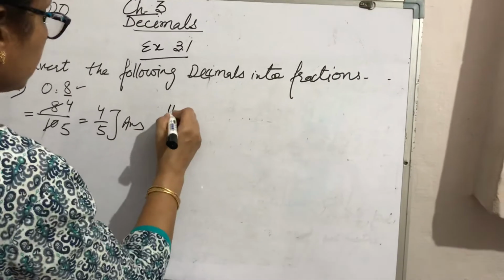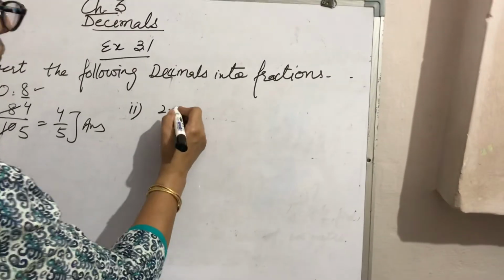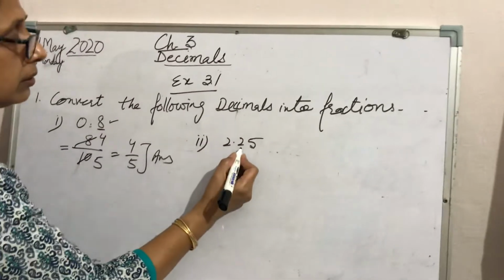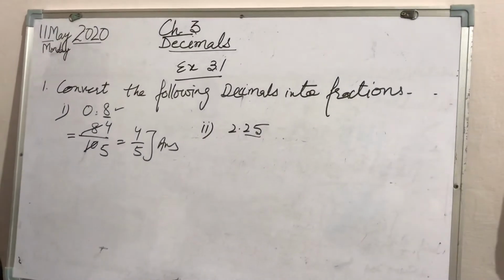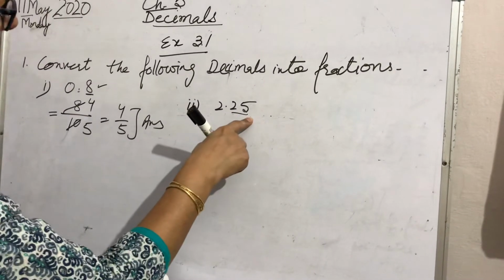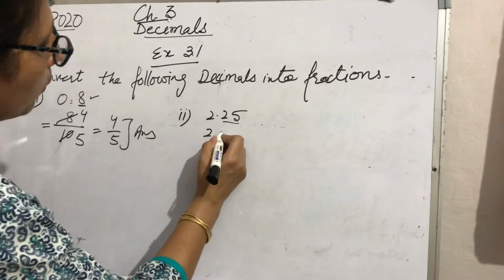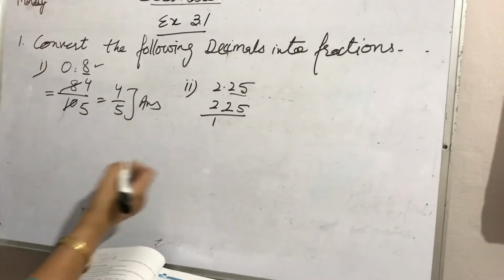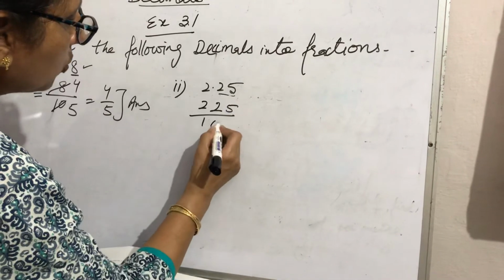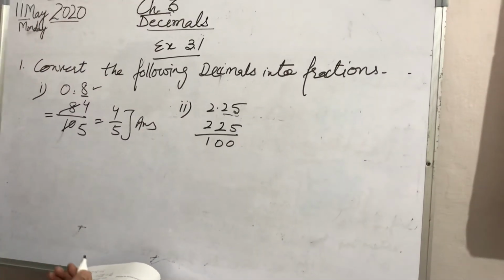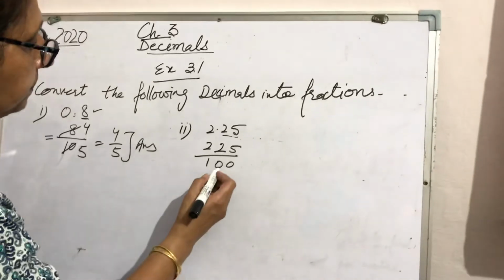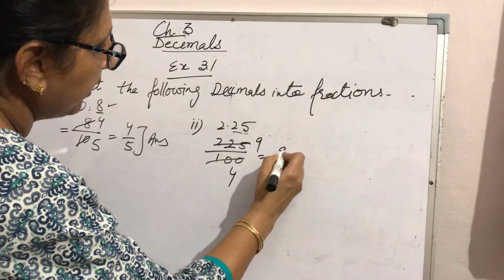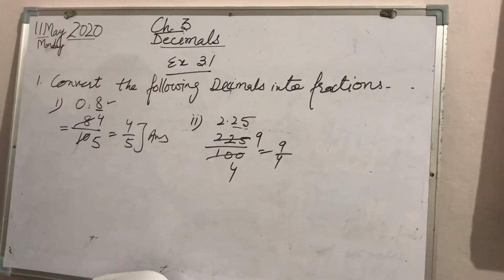Then the second part of the same question, 2.25. Now total 2 decimal places are there, only 2 digits in the decimal part. So 225. Instead of the decimal we use 1, and since 2 digits are there, we use 100. Now converting to lowest terms, 25 fours are 100, 25 nines are 225. So 9 upon 4. This is the lowest term.